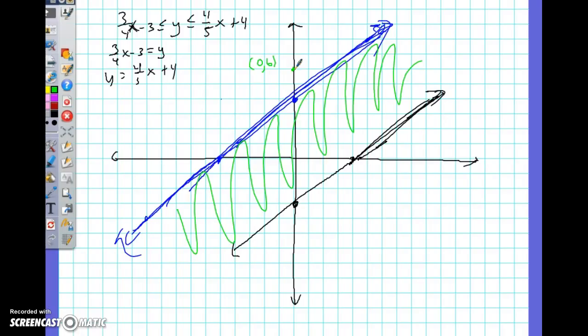All right. Good. You can shade underneath. Oh, can I? I better double check. Let's go 1, 2, 3. What point did you check? 0, 4. 0, 4.